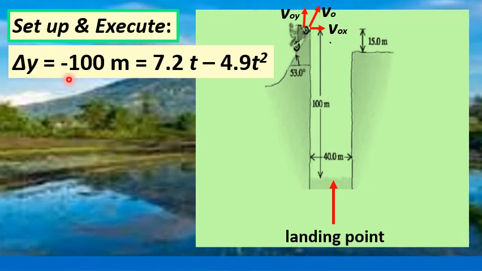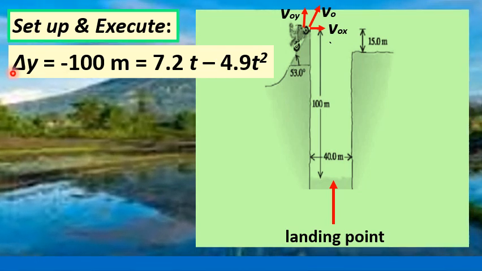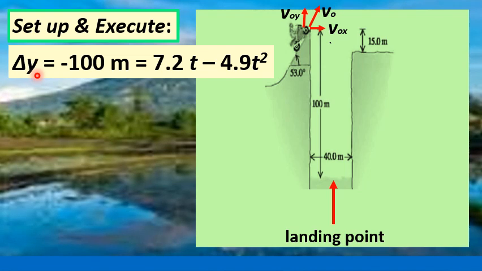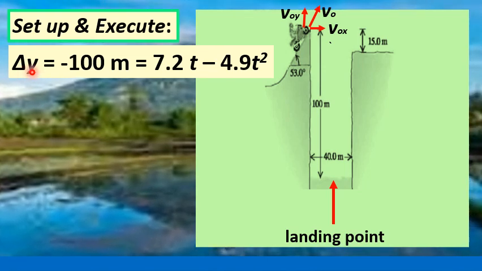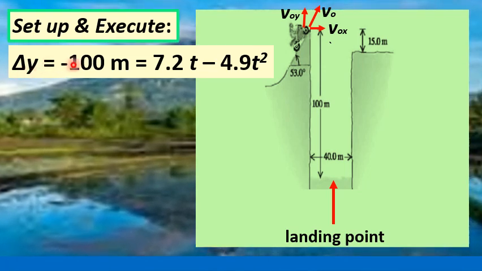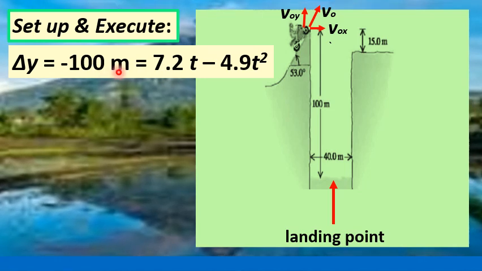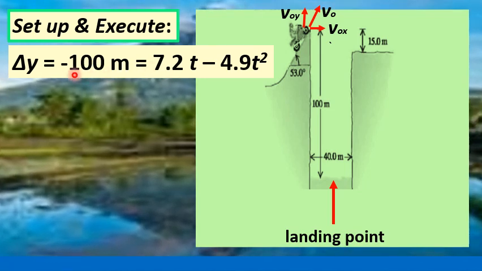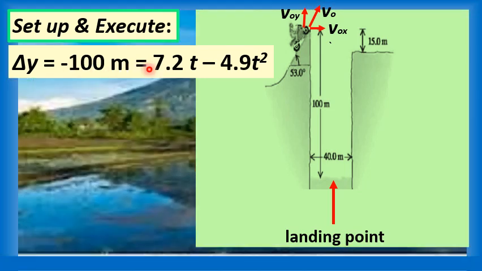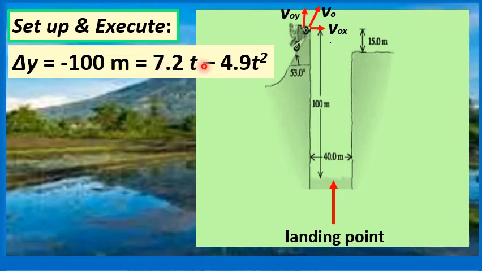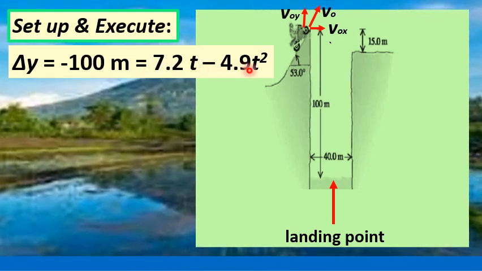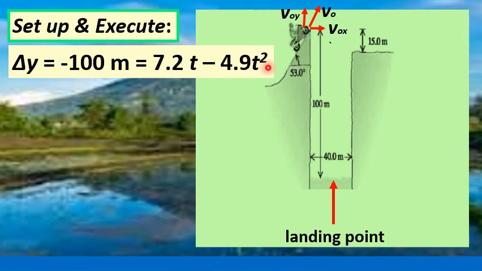All right, so once again, the delta y, or the displacement of the cyclist after a time t, is expressed in this equation. Negative 100 meters equals positive 7.2 times t minus 4.9 t squared. All right?